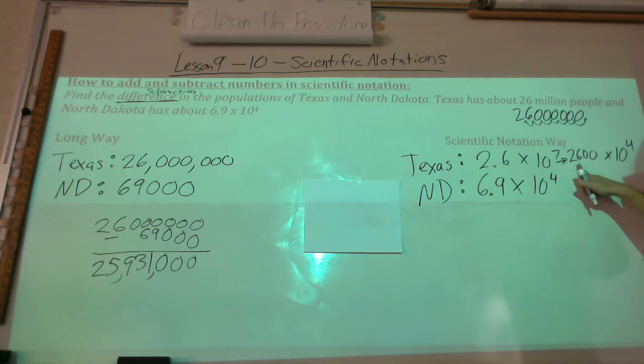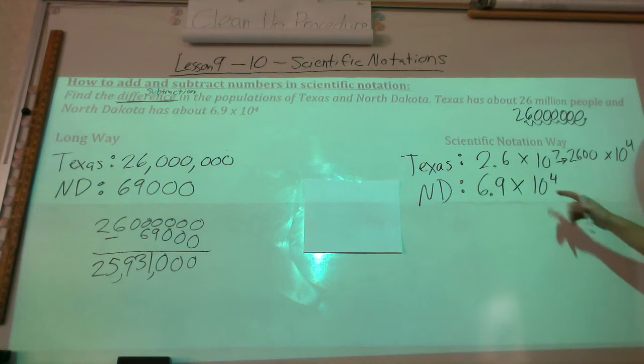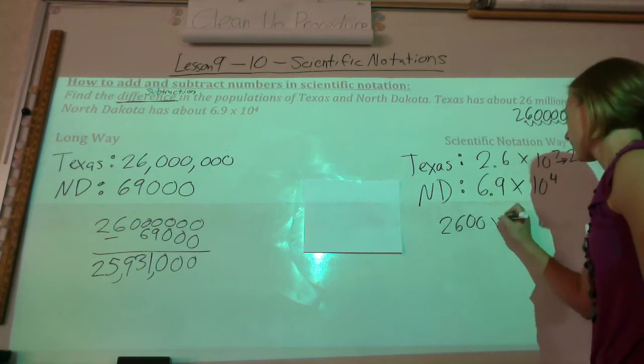And notice I only moved it 3 times. So again, since I made 7 into 4, which is 3 smaller, I had to make our initial number 3 bigger. And we'll keep North Dakota the way it is. Now, let's write it out.